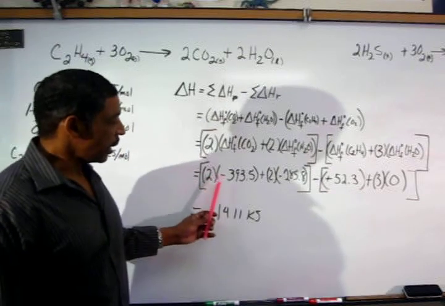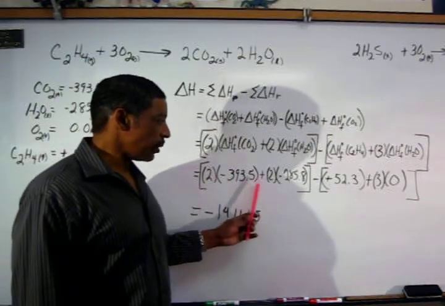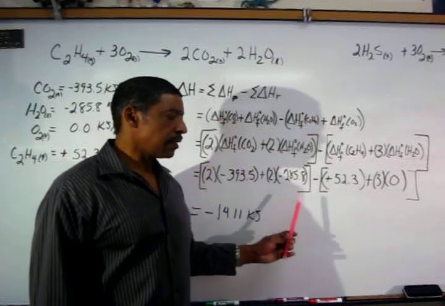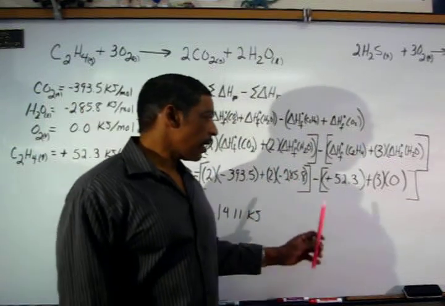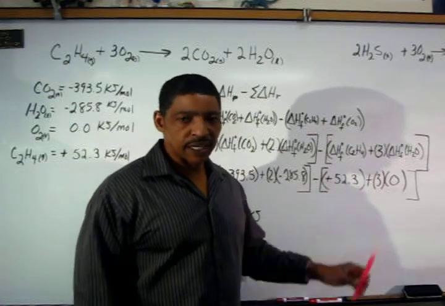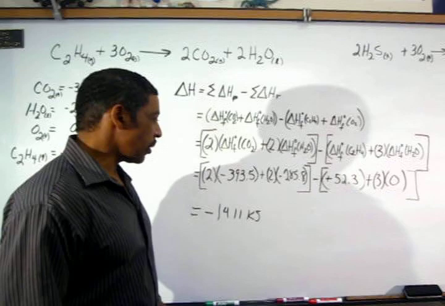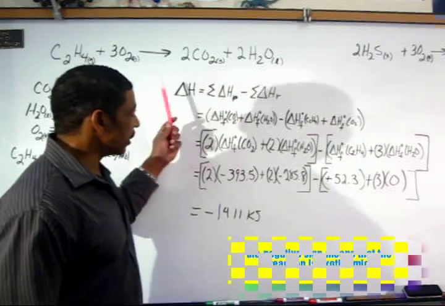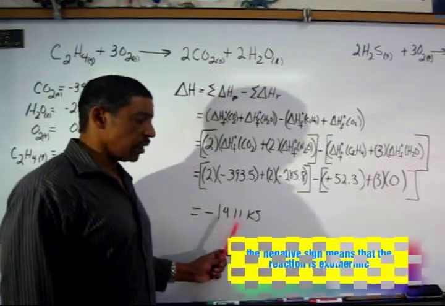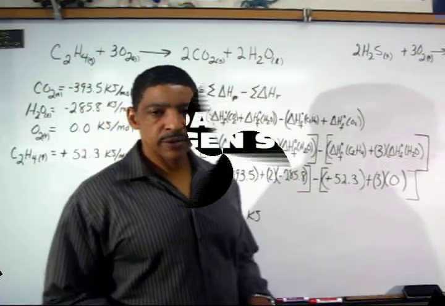2 times negative 393.5 plus 2 times negative 285.8 minus a positive 52.3 plus 3 times 0 will yield a delta H for this reaction of negative 1,411 kilojoules.